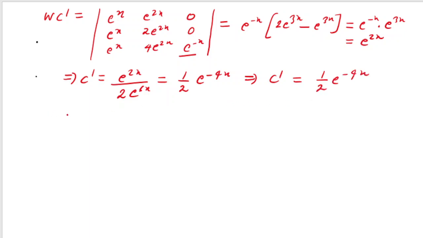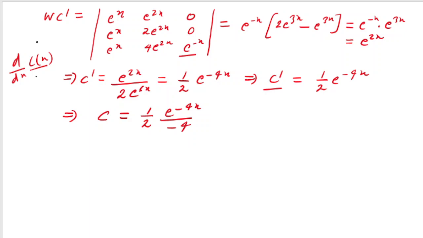So to get c, what do we have to do? We have to integrate both sides, right? C dash is basically d by dx of c of x, the function of x. So if I have to get c, I have to integrate. If I integrate, I will get 1 by 2 e to the power minus 4x divided by minus 4, plus a constant of integration, let me call it c3. So the capital C, or c of x, we are getting is minus 1 by 8 e to the power minus 4x plus c3.